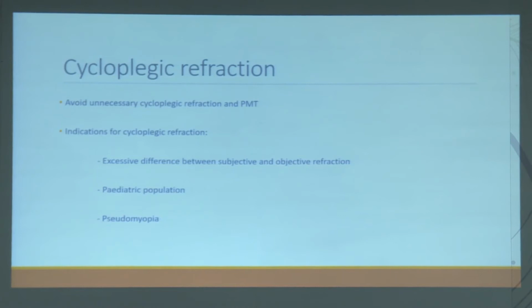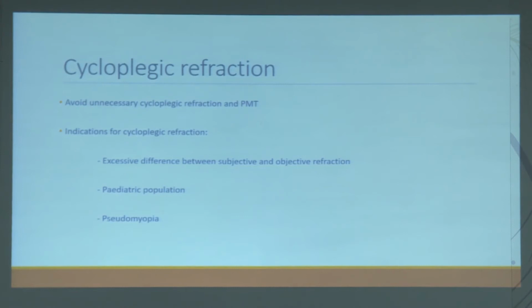So to do a cycloplegic refraction is time consuming. The patient may have to come to you more than once. And with everybody being busy nowadays, even children with their classes, or the adult population because of their workload, they may not come in for a second review or second sitting. So unnecessary cycloplegic refraction and PMT can be avoided. And only in certain situations, especially if you find that there is a definite difference between the subjective and objective refraction, you will have to do a cycloplegic refraction.